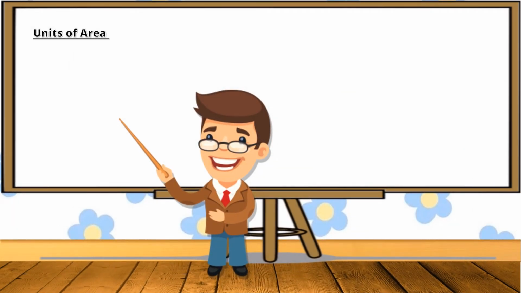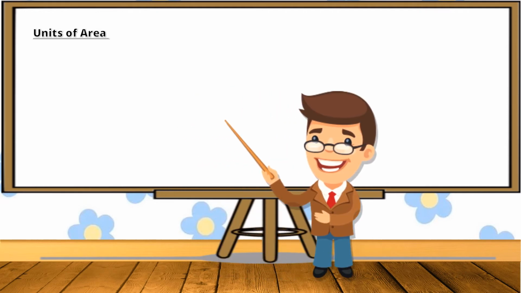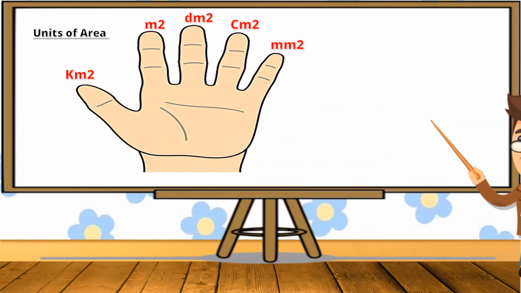Secondly, units of area. We have 5 units for the area: kilometer square, meter square, decimeter square, centimeter square, and millimeter square. From kilometer square to meter square times 1 million, and from meter square to decimeter square times 100, from decimeter square to centimeter square times 100, finally from centimeter square to millimeter square times 100.